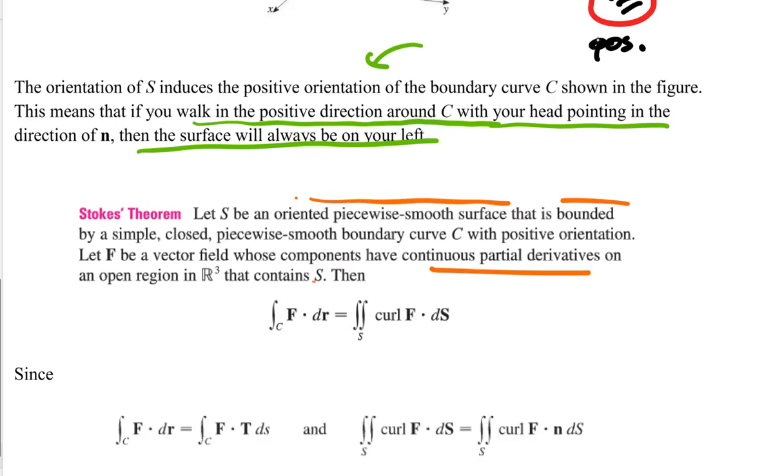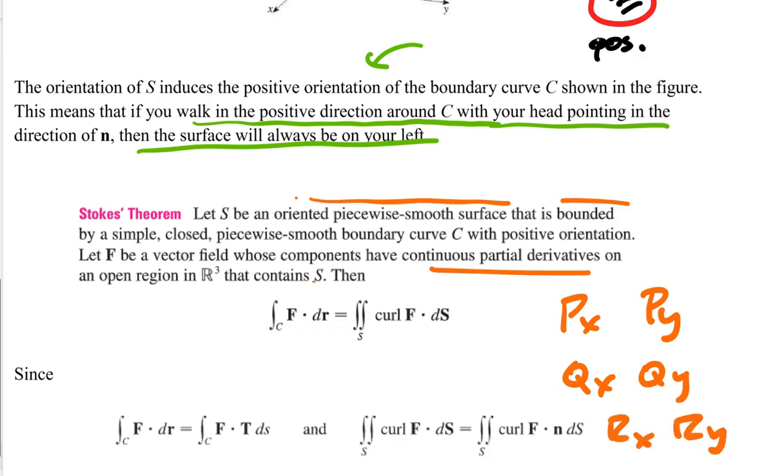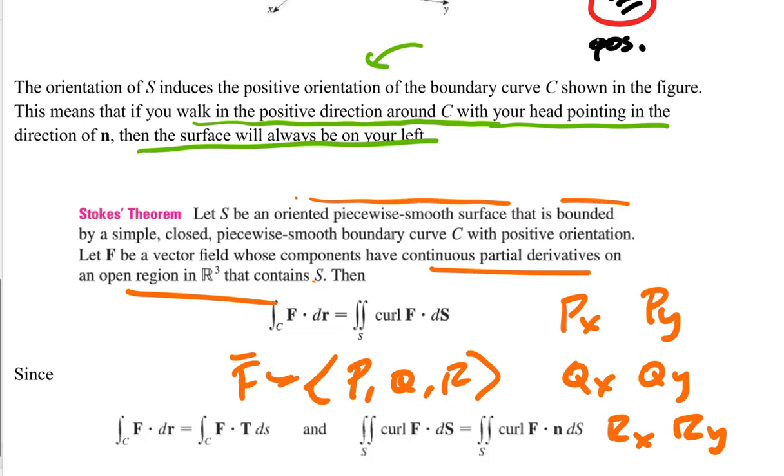All right, that means that P sub x is continuous, P sub y is continuous, Q sub x is continuous, Q sub y is continuous, R sub x and R sub y. Because we're going to say that F is like P, Q, R like before, on an open region D. Okay, so this is Stokes' theorem.